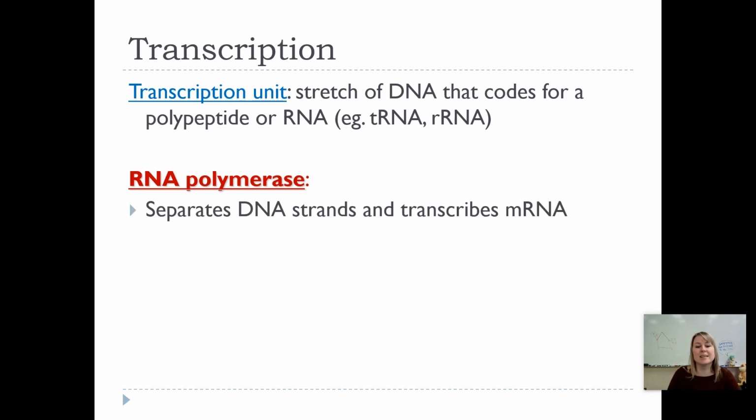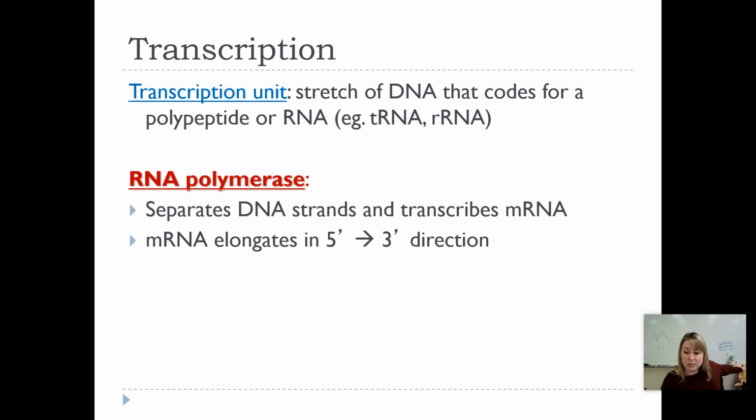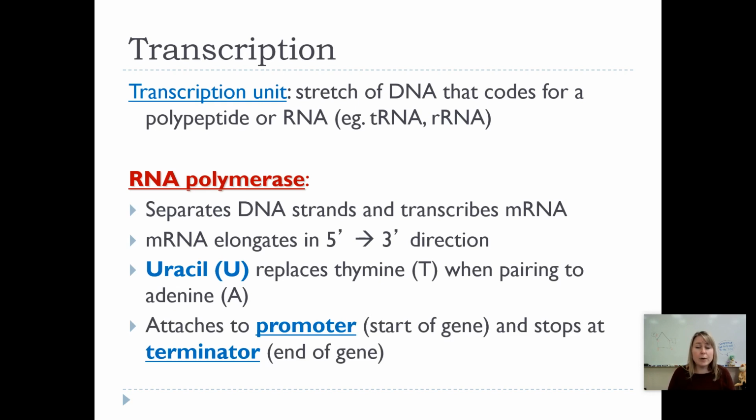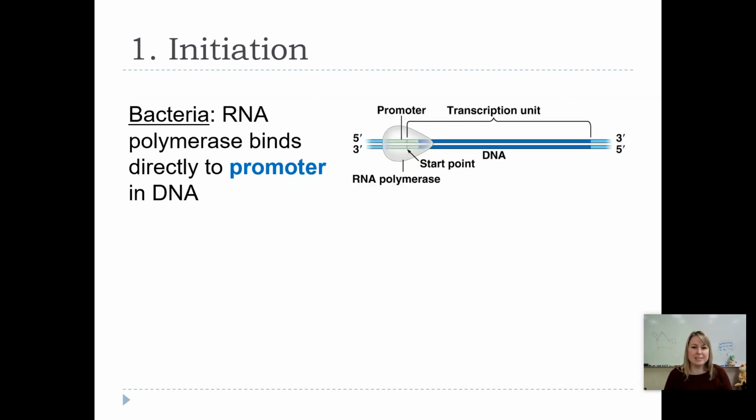RNA polymerase separates the DNA. It elongates the RNA very much the same way as DNA polymerase does, in the 5' to 3' direction, and has uracil as one of the nucleotide bases that pairs with adenine instead of a thymine. RNA polymerase is attracted to the start of a gene by what's called a promoter sequence, and then it knows when to stop when it reaches a terminator sequence. So let's talk a little bit more specifically about those.